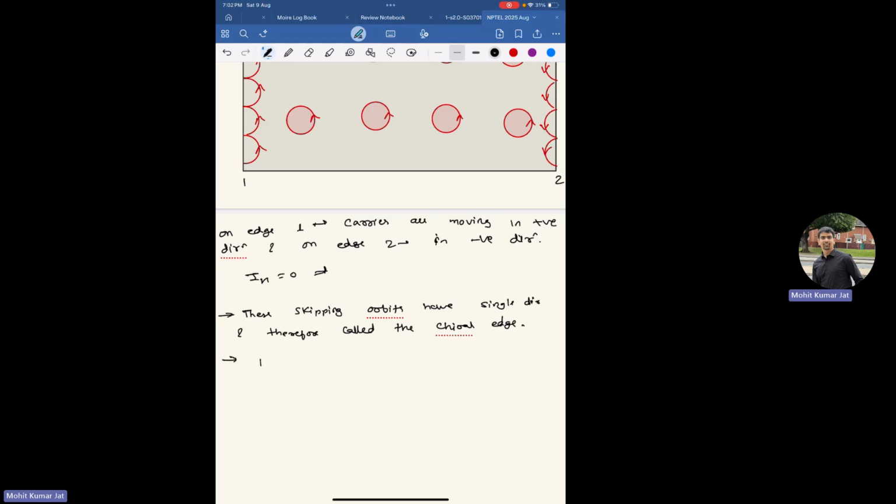And the particles have opposite chirality on the two edges of the sample, on two opposite sides of the sample, right? And this ensures that the net current in the absence of the applied electric field vanishes.